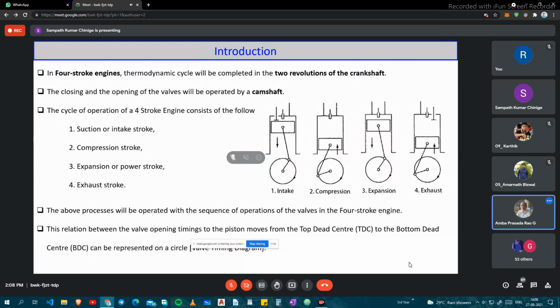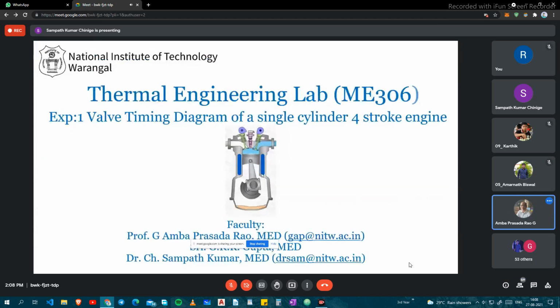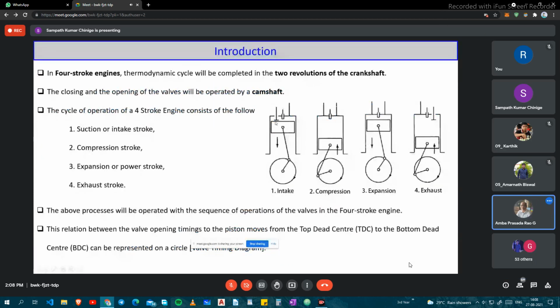Okay, you are seeing, no? Are you able to see my cursor?